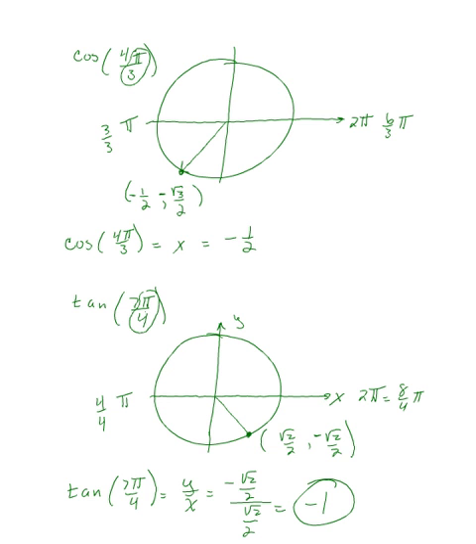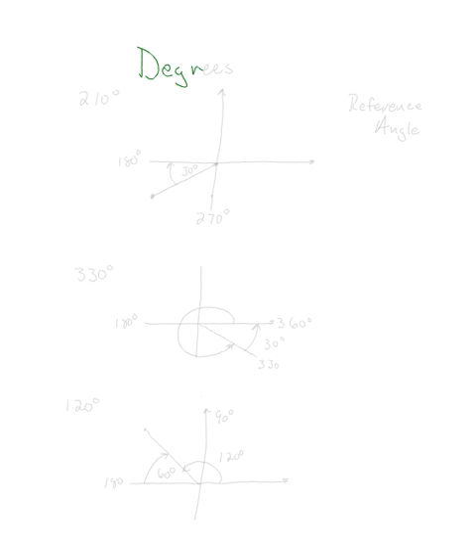Okay, now we're going to do the same thing with degrees. Okay, so let's practice locating, and then we'll go ahead and look at the trig functions. So let's locate an angle of 210 degrees. Okay, so halfway around is 180. Down here is 270. So 210 then has to be in this third quadrant.